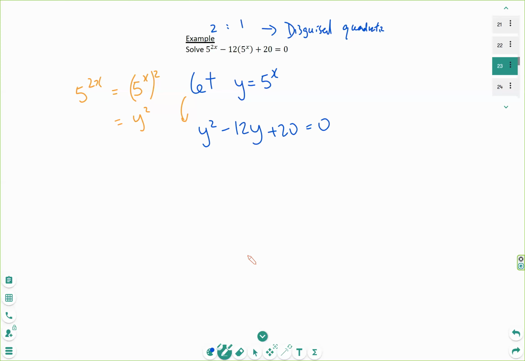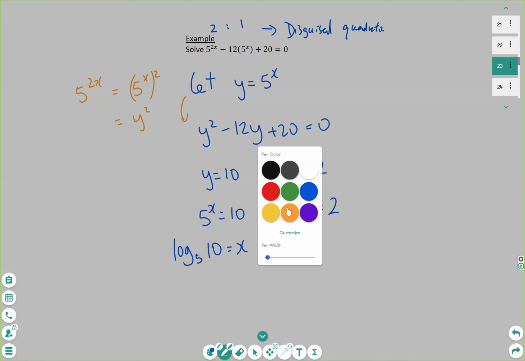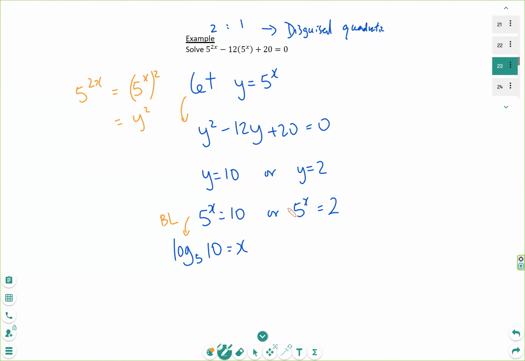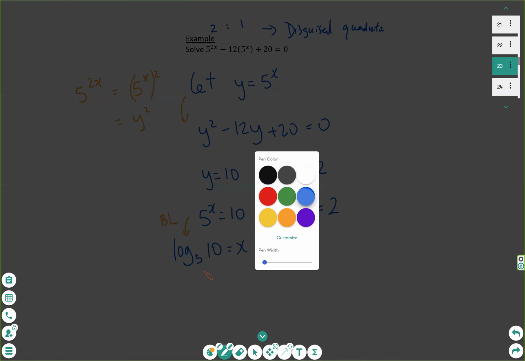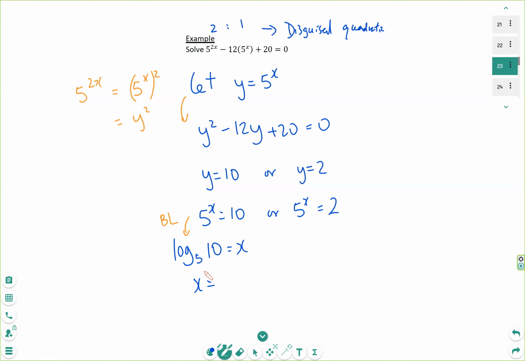And then what can we do? Well, put it in a calculator, it's a quadratic. So you get y equals 10 or y equals 2. But we were not interested in y, we were interested in x. So we replace y back: 5 to the power of x equals 10 or 5 to the power of x equals 2. To solve this equation, you have learned about the base law: a to the power of c equals b, therefore log base a of b equals c. So log base 5 of 10 equals x. Hopefully you remember that. I'll show you one way. Put in a calculator, log base 5 of 10, you get 1.43.